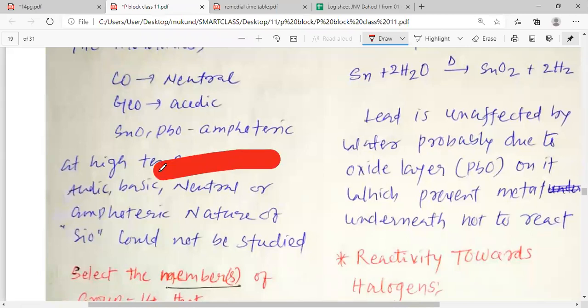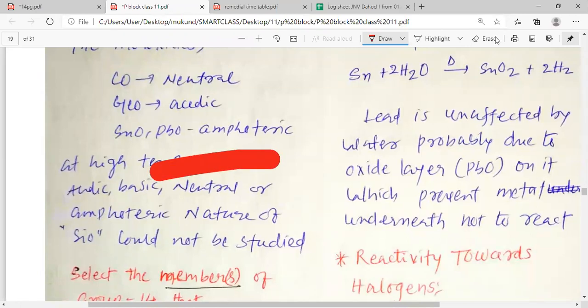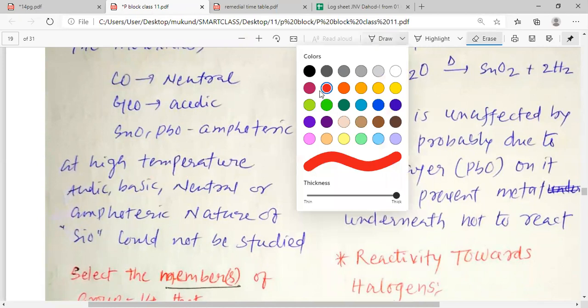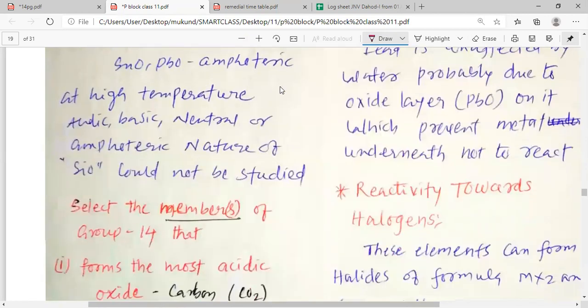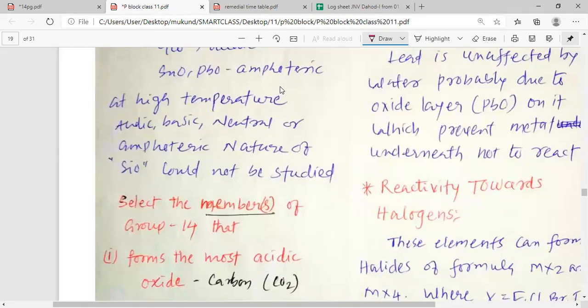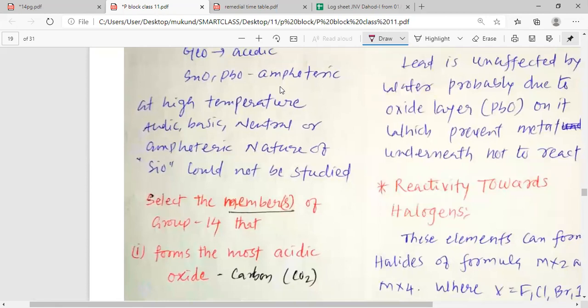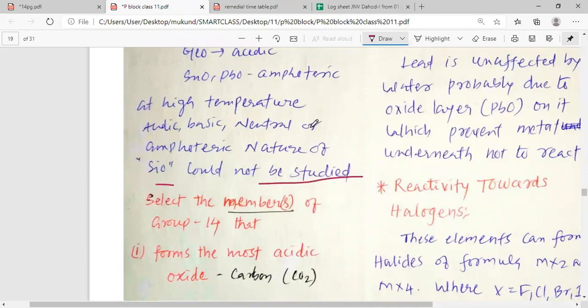So my dear students, you can easily understand now that if we look into the various types of oxides, we can see the variety in their nature. At high temperature, the acidic, basic or neutral character of SiO is difficult to understand, so it could not be studied.